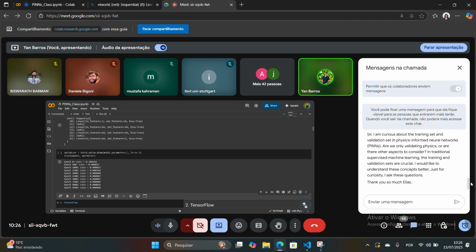This is amazing, Bisvanat. This is an amazing question because right now in physics-informed neural networks, we have a problem. This is why we think more theoretically about this field: in the main papers, the main research, the main core things that we have in physics-informed neural networks, we use simulated data sets for the experiments. So we are not using real data too much.